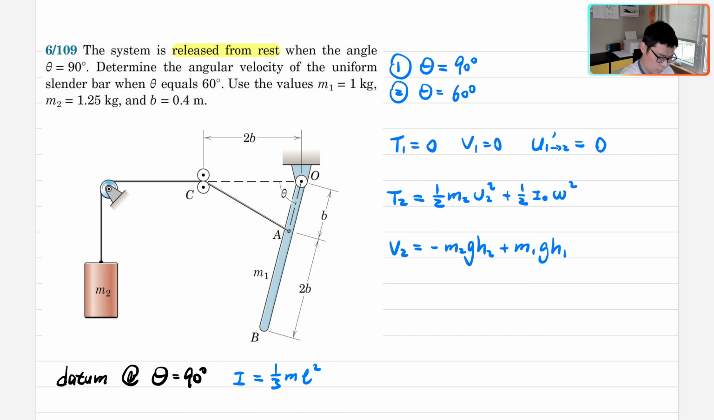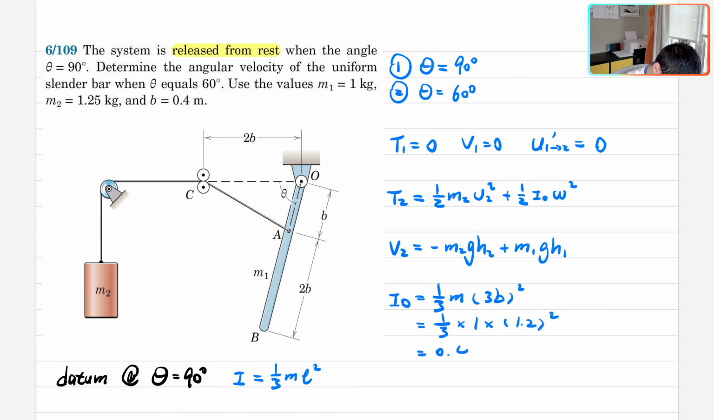Before we proceed, we'll just do the calculation for mass moment of inertia in this case. I naught, as I mentioned at the beginning, is 1/3 m L squared. You know the mass. You know the L, 1.2 squared. 0.48 is your mass moment of inertia. Look at all these equations we have. I naught we solved, right? So it seems like we need to figure out velocity, omega, H2, and H1. That's our next step.